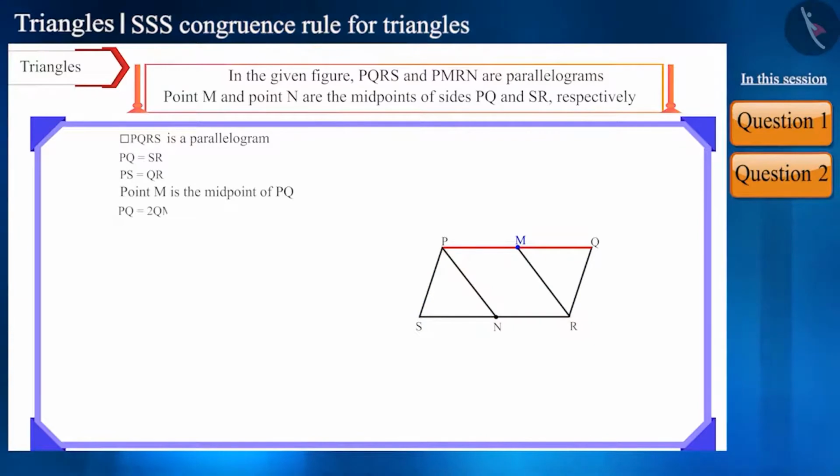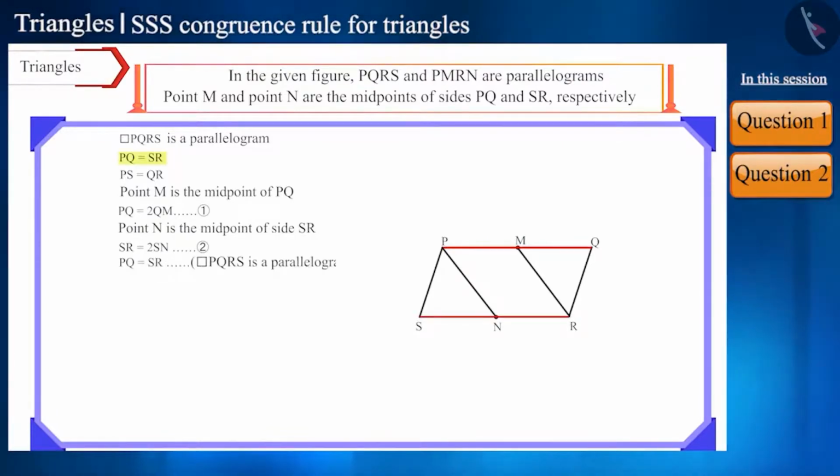That's why we can write PQ like this. Point N is the midpoint of side SR. That's why we can write SR like this. As we saw, side PQ is equal to side SR. So these two will also be equal to each other. Now we got QM as equal to SN.